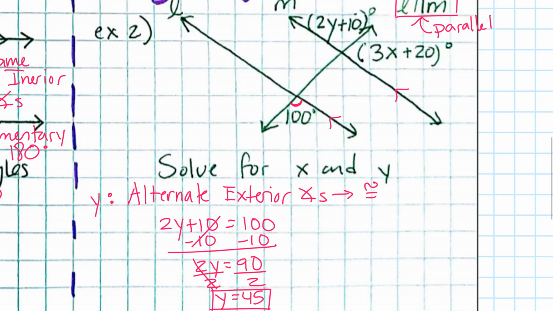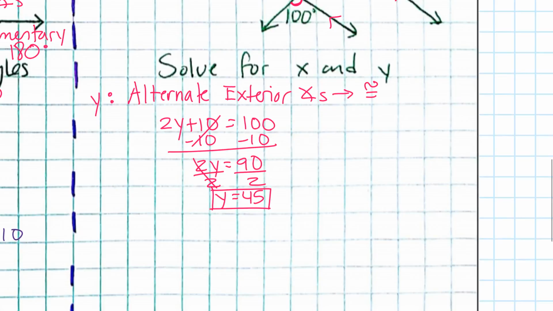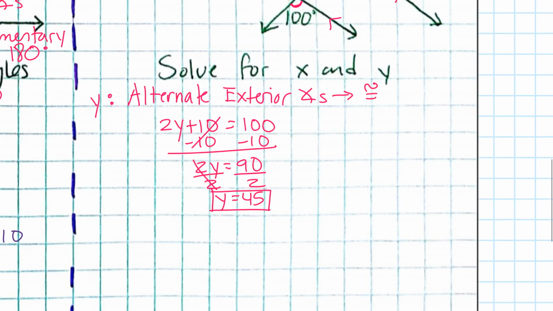So either way, however you think about this, there are multiple ways you can think about setting up the equation, but it's going to end up being the exact same equation. Because we know 3x plus 20 and the 100 degree angle are supplementary. They are same side exterior. And same side exterior angles are supplementary.